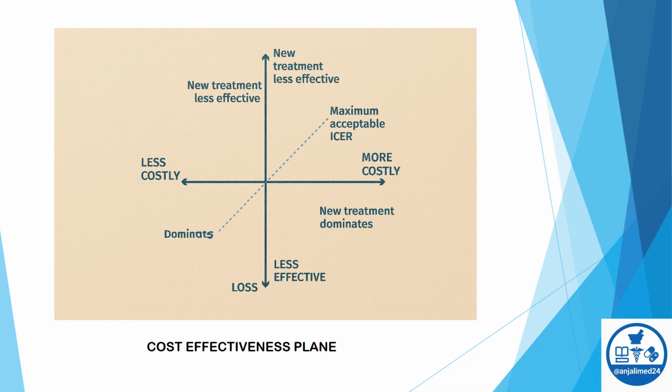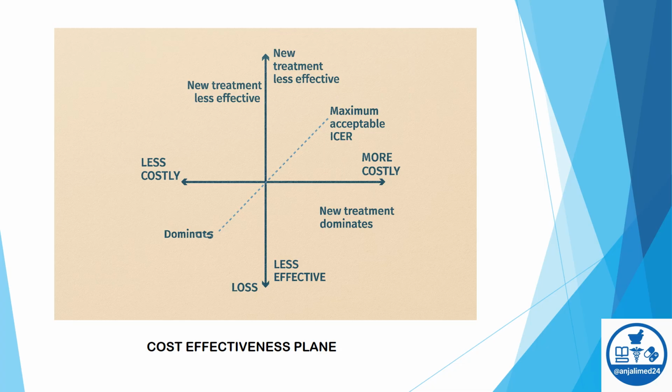Now, the plane is divided into 4 key quadrants. If the new treatment is less costly and more effective, found in the bottom right to upper left diagonal direction labeled dominates, it is clearly the superior option, offering better outcomes at lower cost. If it is more costly but also more effective, we evaluate whether the additional benefit is worth the extra cost.